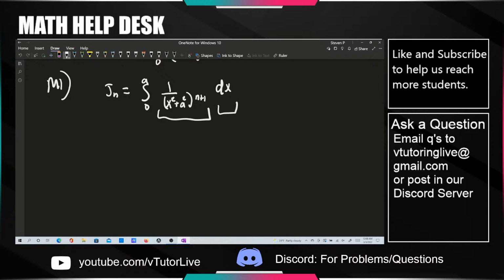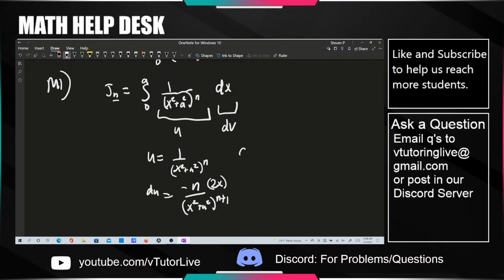So basically the idea here is to make this u and to make this dv, right? With integration by parts, you're totally allowed to make dv just the differential dx on its own. So u is equal to 1 over x squared plus a squared to the n. Sorry, why did I write n plus 1? It should just be n, because it's Jn, right? Then du turns into minus n over x squared plus a squared to the n plus 1 times 2x, because of chain rule. And then dv is equal to dx, so v is just equal to x.